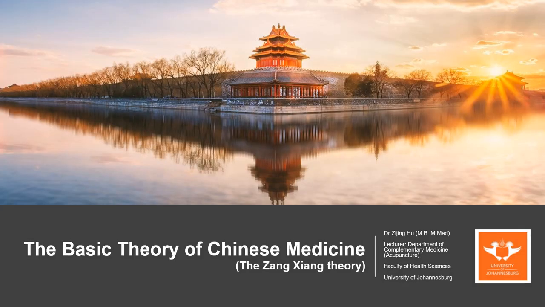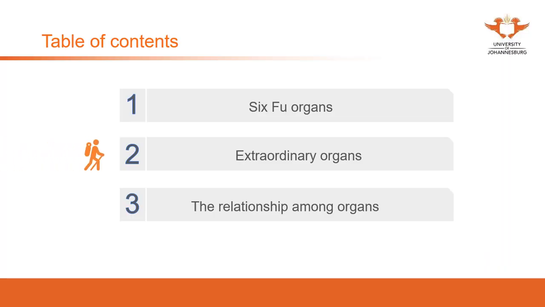Hello everyone. In the previous videos, we have introduced the 5 Zang organs and 6 Fu organs, and from this video, we are going to study the extraordinary organs. The reason why we group these organs into different categories is because the characteristics of these organs are different.